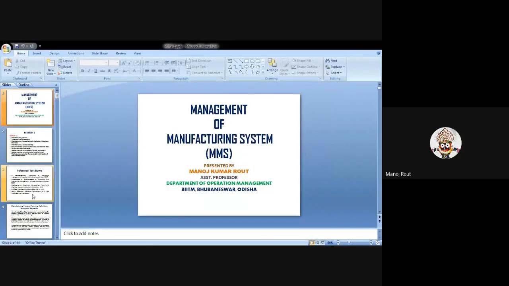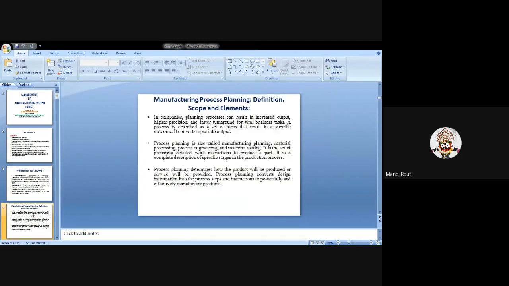Okay, in the previous class, we discussed the basic meaning and definitions. We have just quickly gone through these things: the meaning and definition of manufacturing, then different types of manufacturing processes, like assembly, machining, and forming processes. We have already discussed the types of manufacturing processes as well. So today we are discussing manufacturing process planning: definition, scope, and elements.